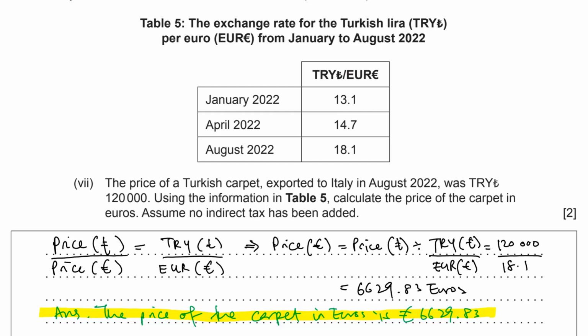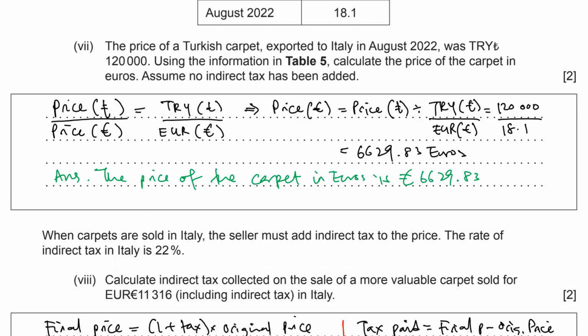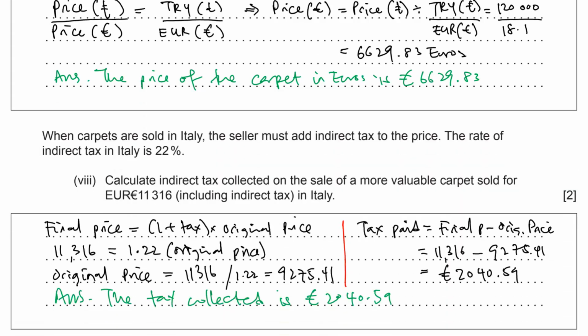Okay, so that's part 7. When we move down to this next part of the question, it's more of the same. When carpets are sold in Italy, the seller must add indirect tax to the price. The rate of indirect tax is 22%. Calculate indirect tax collected on the sale of a more valuable carpet sold for 11,316, including any indirect tax in Italy.